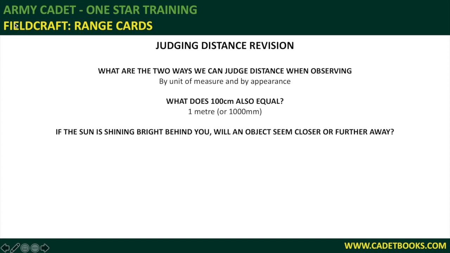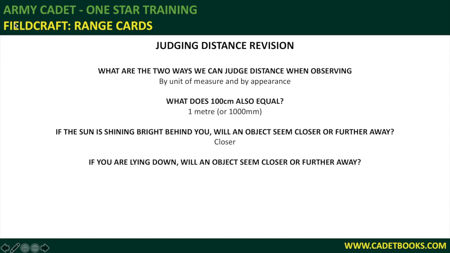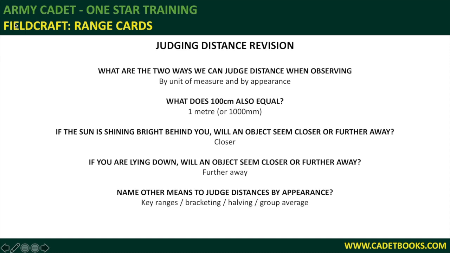If the sun is shining bright behind you, will an object seem closer or further away? Closer. If you are lying down, will an object seem closer or further away? Further away. Name other means to judge distances by appearance. Key ranges, bracketing, halving, group average.